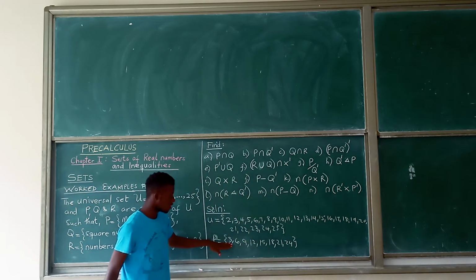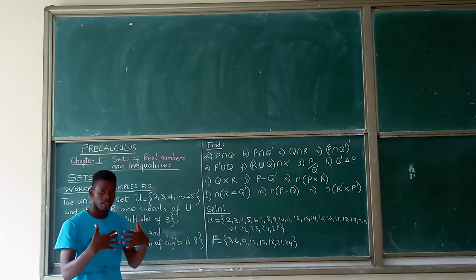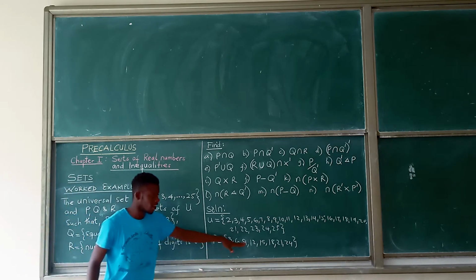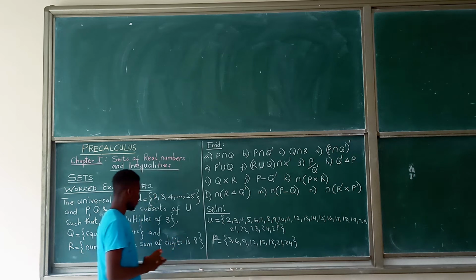So all these numbers are just listed under P as multiples of 3. They all divide 3 evenly. So multiples of 3, all these numbers divide 3 evenly. And that's the reason why we call them multiples of 3.